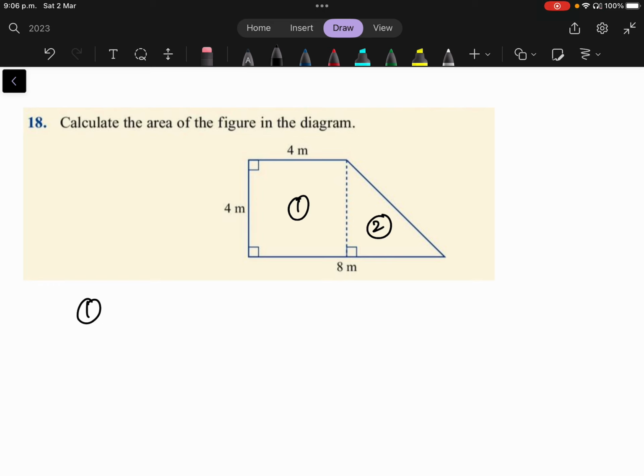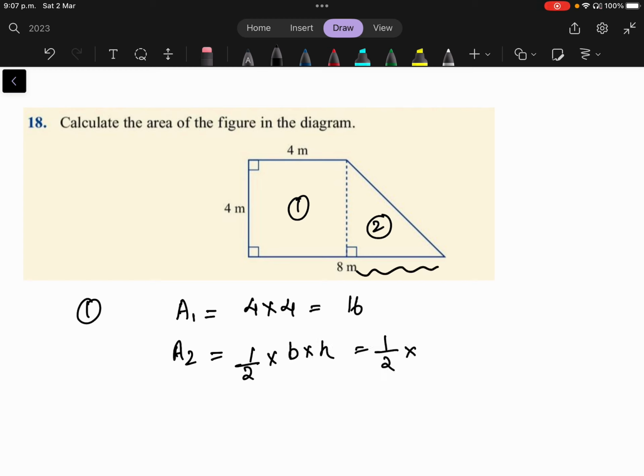So area of the first figure, it's a square, so let me put it as area 1, it is equal to 4 times 4, which is equal to 16, and the area of the second figure, it's a triangle, so it is half times base times height, which is equal to half times base is this distance. Okay, the total is 8 centimeter.